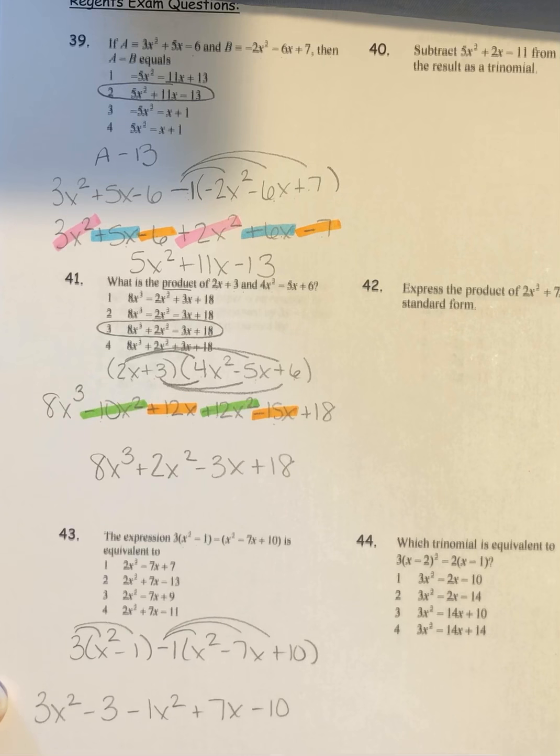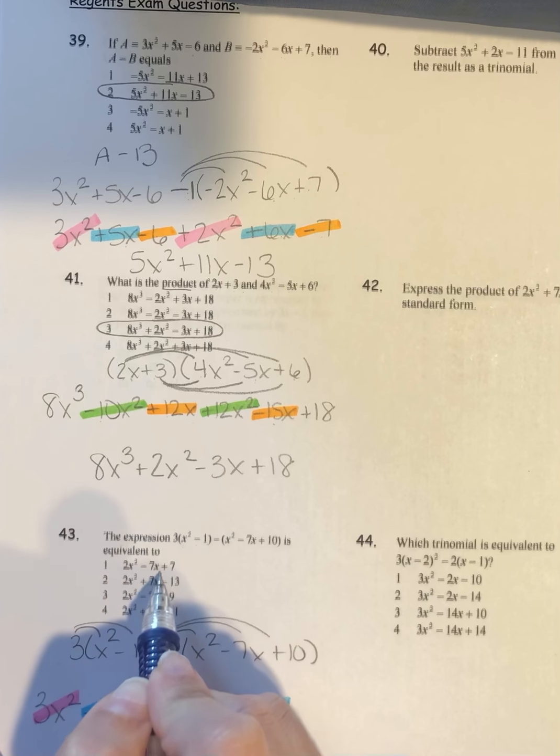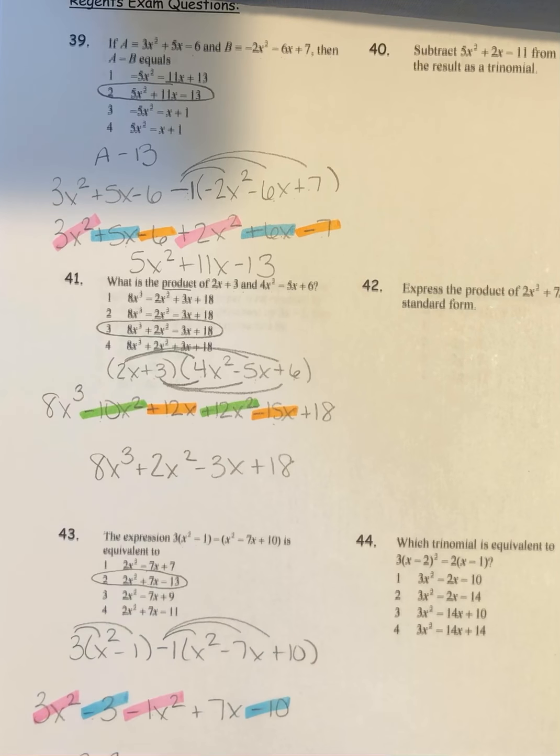Now we need to combine our like terms. I have a 3x squared and a negative 1x squared. And I have a negative 3 and a negative 10. There's nothing alike with the 7x, but it still needs to come along. So 3x squared minus 1x squared is 2x squared. Negative 3 and negative 10 is negative 13, and then plus 7x. Remember, the order doesn't matter as long as the signs are the same. So I have 2x squared, here's a positive 7x, and then a negative 13. So it's choice 2.